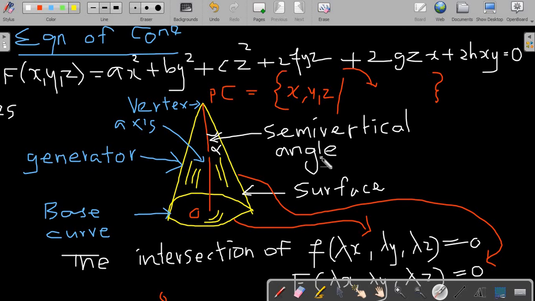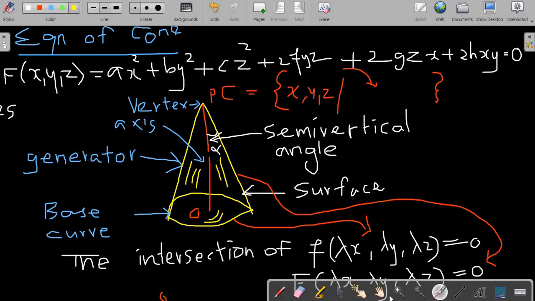This is the semi-vertical angle, a constant angle all through, between this generator and the axis. This is called what? Base. It will be a circle definitely, and the O is called a fixed point. Okay, so now we have to understand that this particular cone is nothing but the intersection of this curve and this generator.